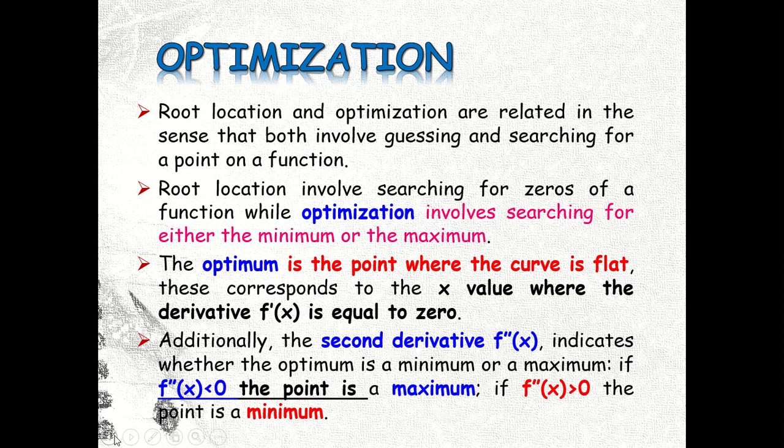If the second derivative of the function of x is less than 0, meaning negative, the point is a maximum. Otherwise, if the second derivative of the function of x is greater than 0, meaning positive, then the point is a minimum.